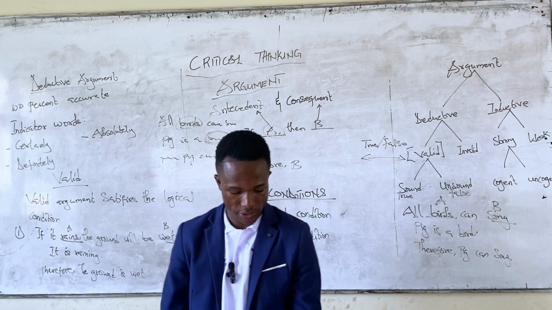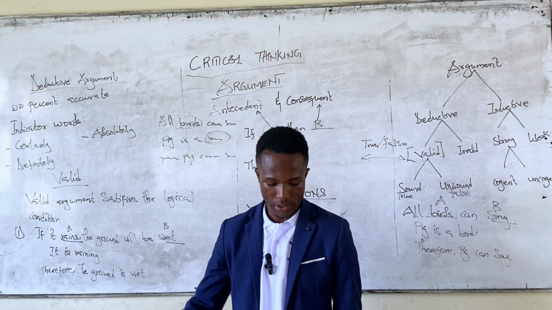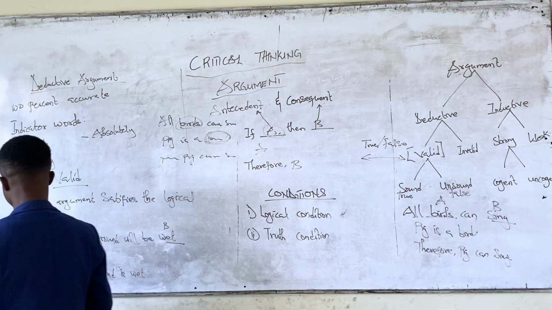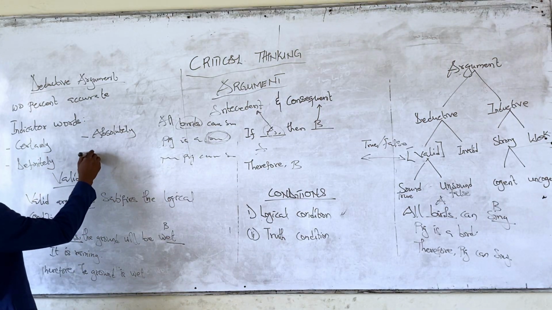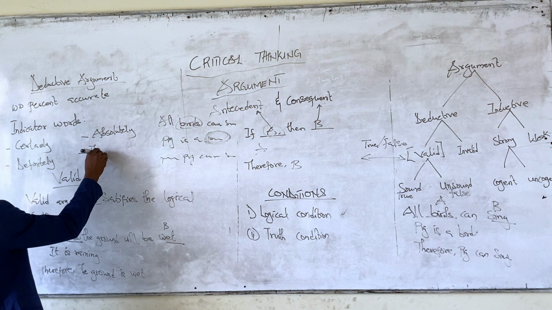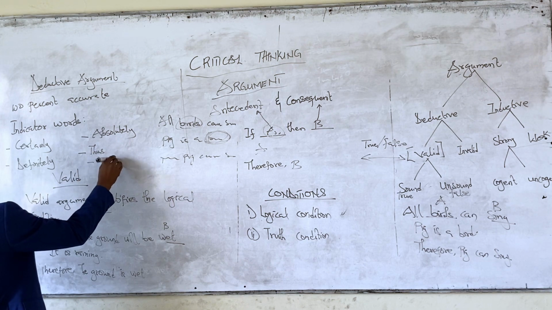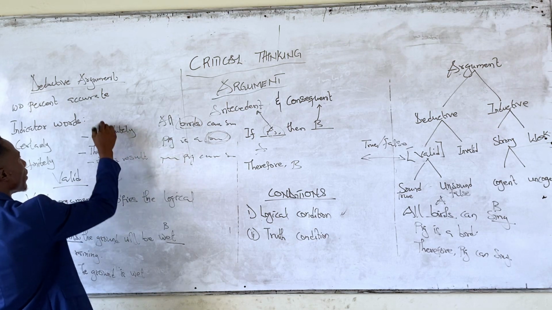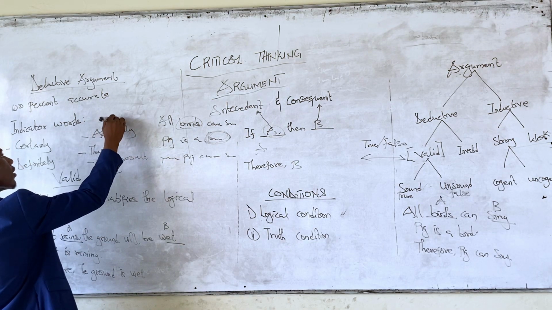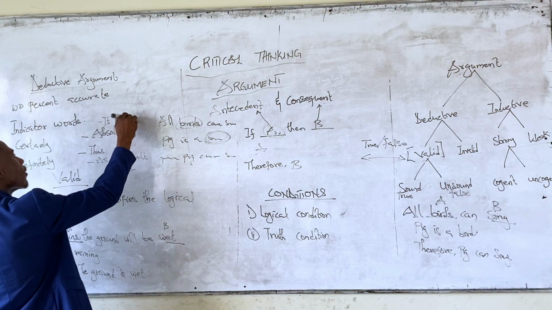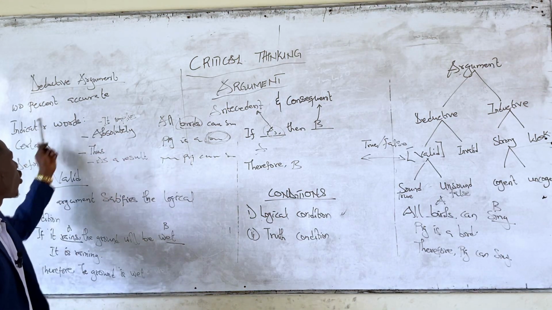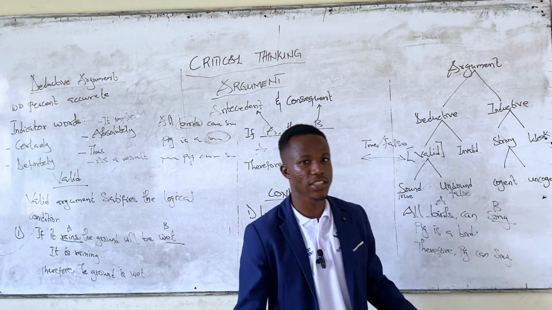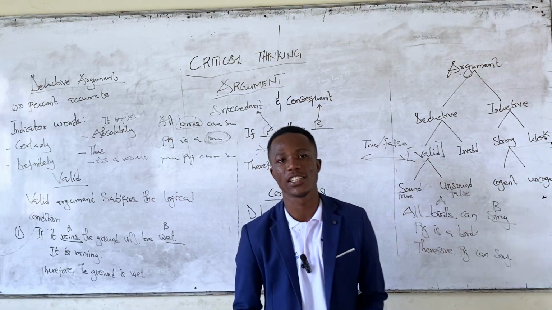Okay, so I've gotten some of the words here. Certainly, definitely, as a result, it implies that, thus. Thus, as a result, it implies that. Yes, they are all deductive indicator words. Okay, so now that we are done with deductive argument, let's look at inductive argument.